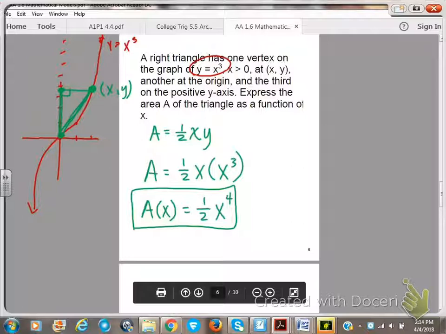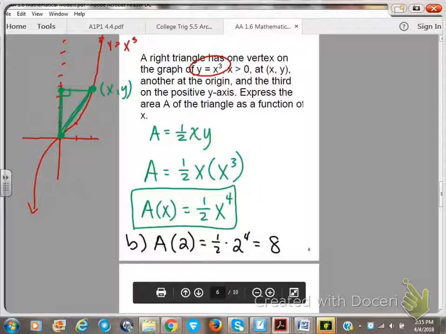Okay, so what is the area if x equals 2? So on part B, they're asking us to find A of 2. So what do you do with the 2? Plug it in. 1/2 times 2 to the 4th? 8. Yes.